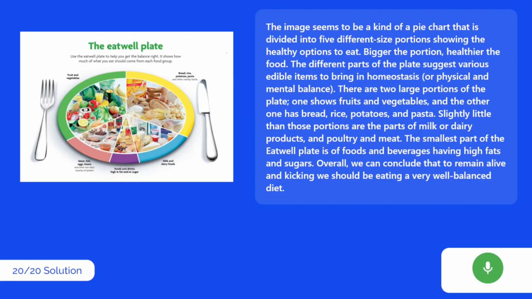The image seems to be a kind of pie chart that is divided into 5 different size portions showing the healthy options to eat. The bigger the portion, the healthier the food. The different parts of the plate suggest various edible items to bring in homeostasis, or physical and mental balance. There are 2 large portions of the plate, one shows fruits and vegetables, and the other one has bread, rice, potatoes, and pasta. Slightly smaller than those portions are the parts of milk or dairy products, and poultry and meat. The smallest part of the plate is of foods and beverages having high fats and sugars. Overall, we can conclude that to remain alive and kicking we should be eating a very well-balanced diet.